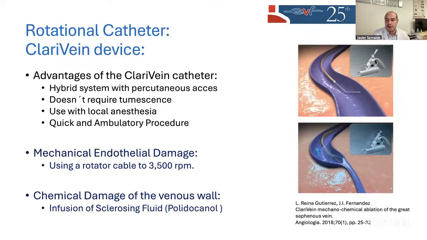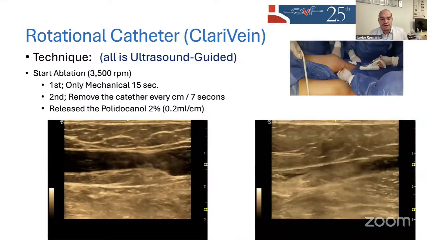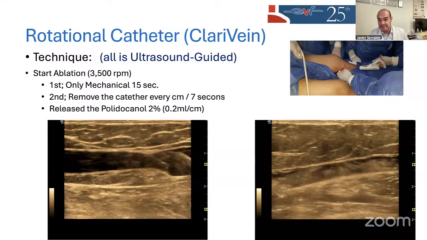The rotational, all of you know what was the main objective, the advantage. In this case, we damage the endothelium with the rotator cable at 3,500 revolutions per minute, together with the Polidocanol. Yes, this is very common, very easy.